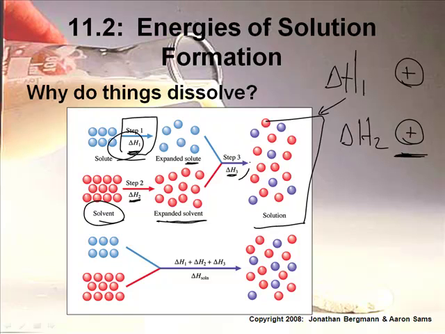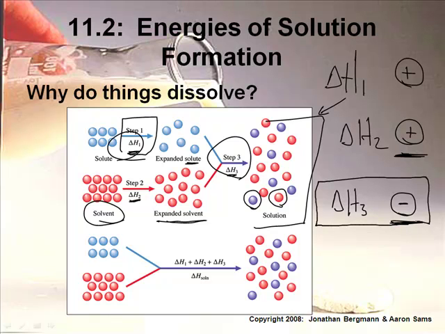However, then there is a third step. The solute, which is blue in our picture, and the solvent have to be attracted to each other. If they are attracted to each other, they like each other, then you will have a third delta H, and that's delta H3, and if it's attracted, it will be negative. If it's not attracted, it will be positive, and then actually it will not dissolve. Because for this to actually work, you need to have the net effect be an exothermic reaction, or it will not dissolve.